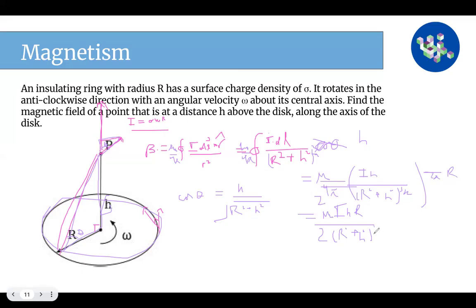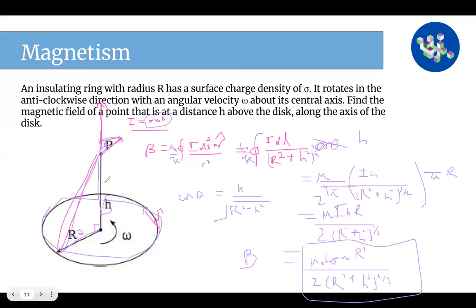And remember what we got for the current I. We got current I equals sigma omega big R. We can further simplify this into mu 0 h times sigma omega r squared, and then divided by 2 times your r squared plus your h squared to the 3/2 power. Just like that. And we have solved this problem. We have found the magnetic field at the height h above an insulating ring that is rotating with some angular velocity omega. And that'll be our final answer for the magnetic field.